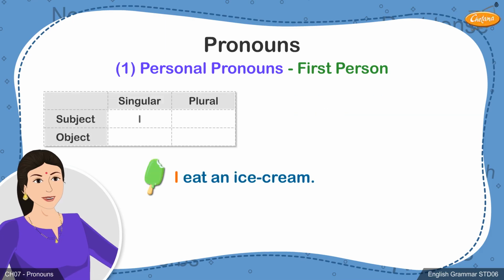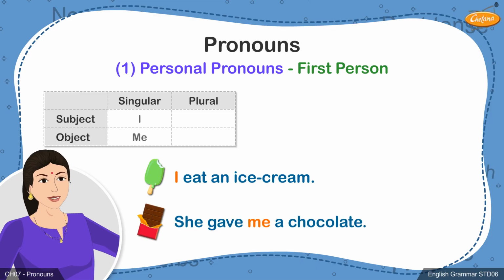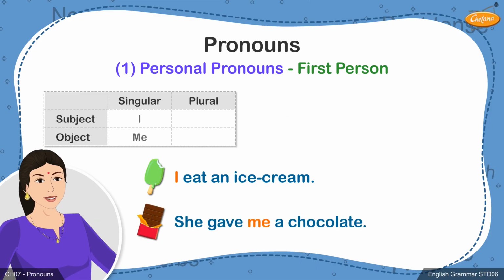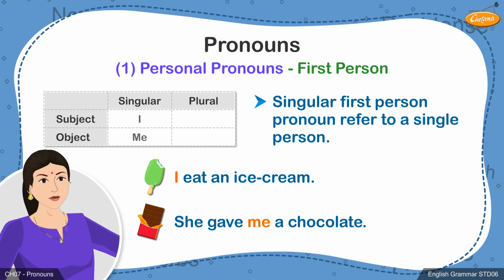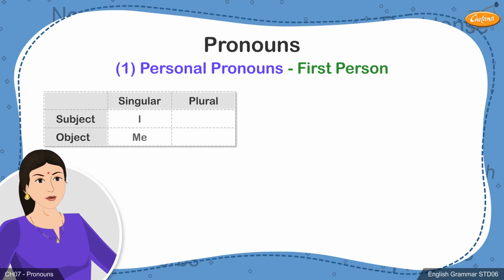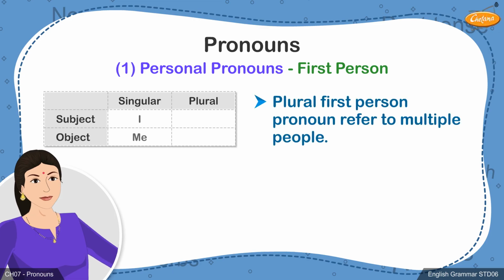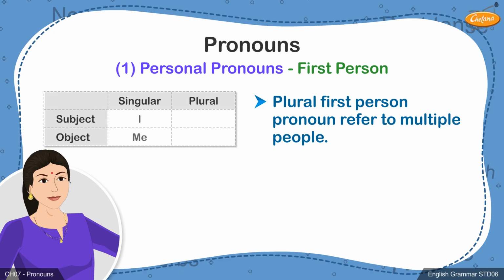I eat an ice cream. Me, she gave me a chocolate, are examples of singular first-person pronouns, as these can only replace one person, that is, the person speaking. It can also be used in a plural sense, when the person talks about a group which he is a part of.